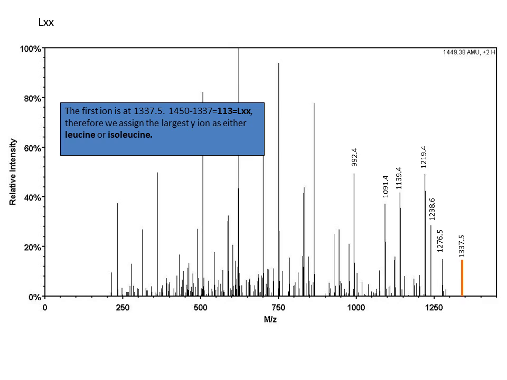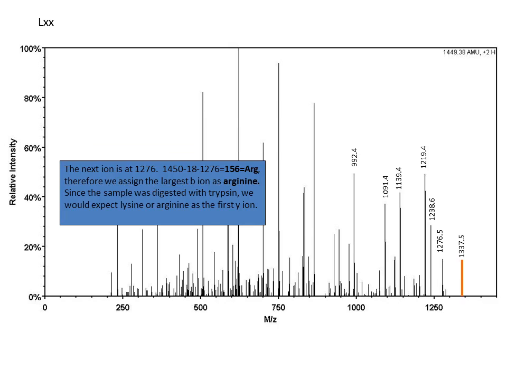We will find complementary ions further on through this example. The next ion down is 1276.5. Now, the distance between 1337 and 1276 is too close to be the next amino acid from the N-terminal, but if we subtract 1276 from 1450 and take into account a water molecule, we get 156, which is the mass of arginine. Now we know we digested with trypsin, so it is most likely that this ion is the largest B ion in the sequence.